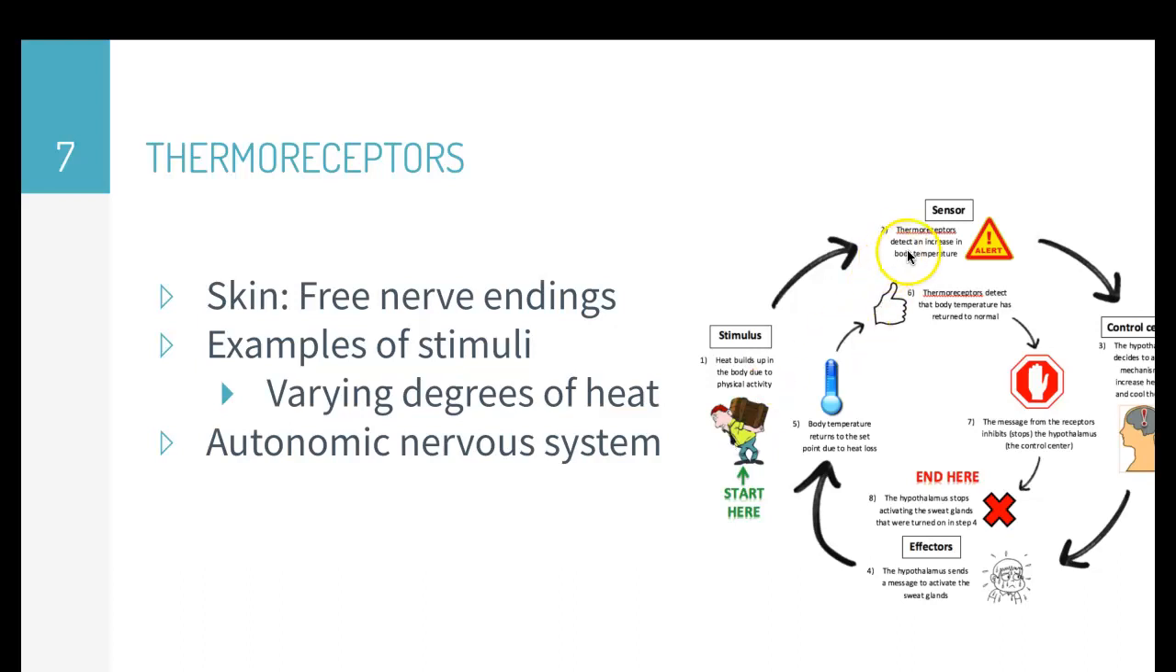So thermoreceptors detect this increase in our body temperature, and it indicates that there's a problem with our homeostatic temperature levels. So it sends these signals to our control center, which is our hypothalamus, and our hypothalamus decides to activate mechanisms to increase heat loss and allow us to cool down.